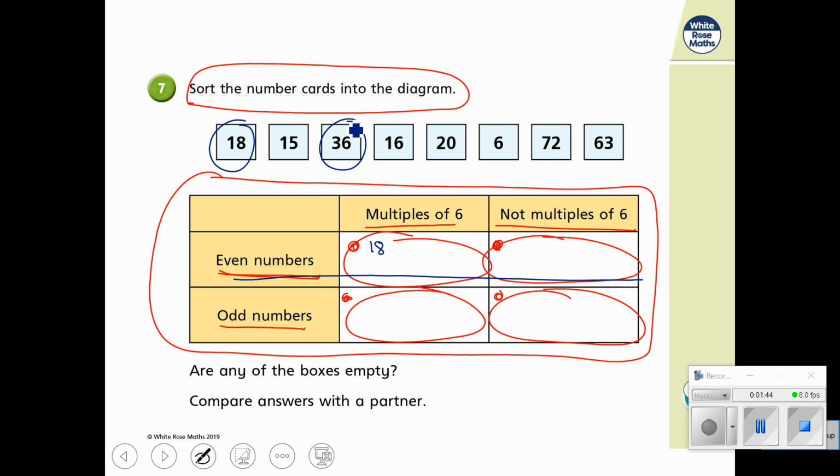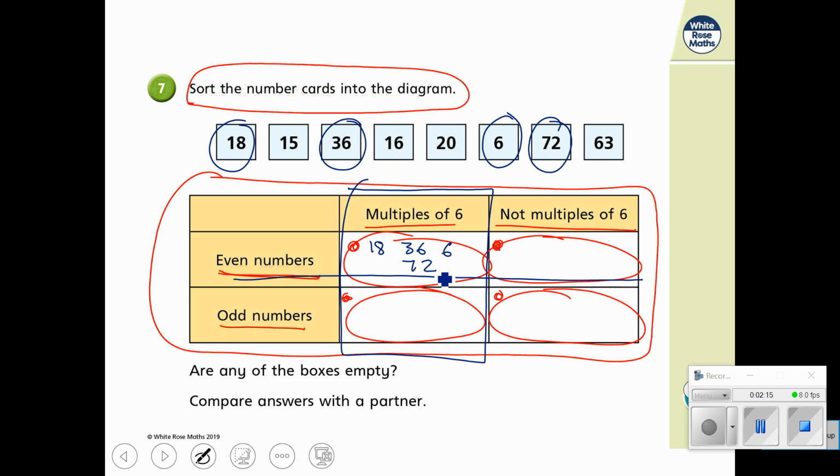I have 36, I have 6, and I have 72. So we know that those multiples of 6 will go here in this column. Are any of them odd? No, because if you did the last lesson, you'll know that there are no multiples of 6 that are odd. So all of those numbers, 18, 36, 6, and 72, can go in this box here.